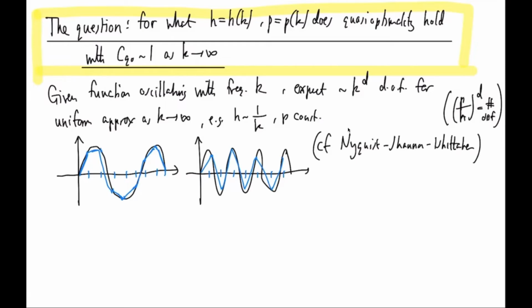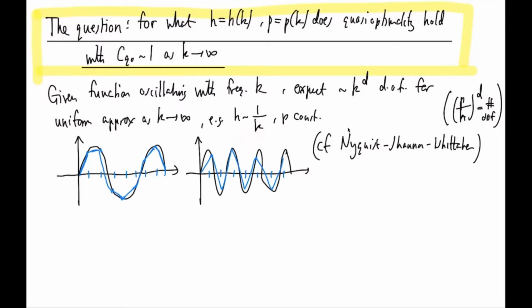Exactly as Kirill said, when p is constant, we expect you need h going like 1 over k, because given an oscillatory function, I do indeed need k to the d degrees of freedom to approximate it well. But my numerical method has to find this function. You're not just given it, you have to find an approximation to the function. And actually, for this h version of the finite element method, having h go like 1 over k is not enough for this goal of k-independent quasi-optimality.